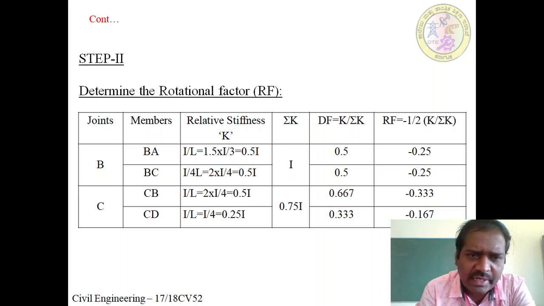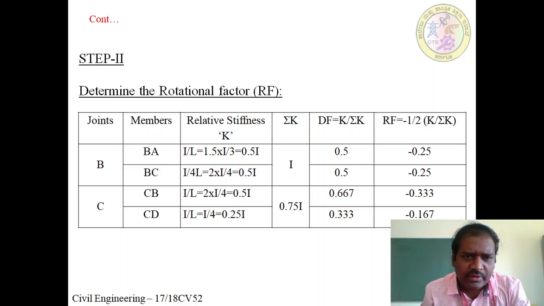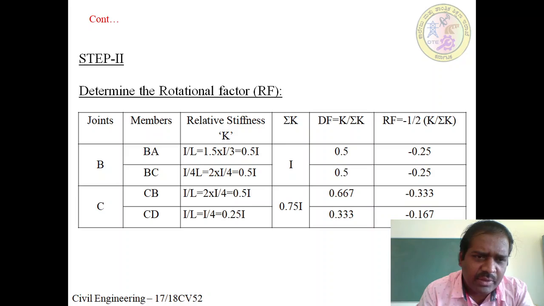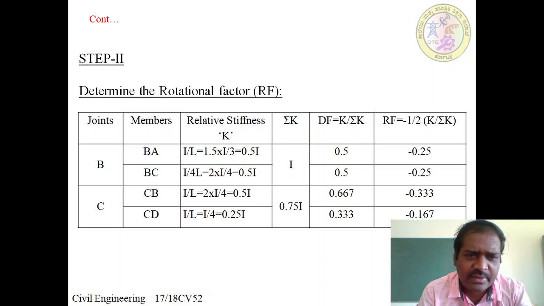There will be a correction here. I by L will be 2 into I divided by 4. Make the correction that 4 will not be there, so it is 0.5I. Next CB: what is the position of B? It is continuous, so 2I by 4, again 0.5. Similarly, we have to calculate CD.